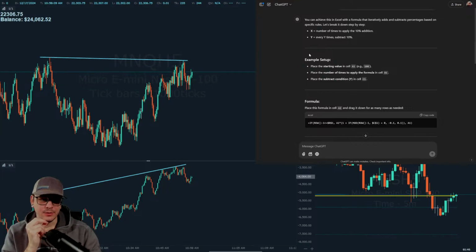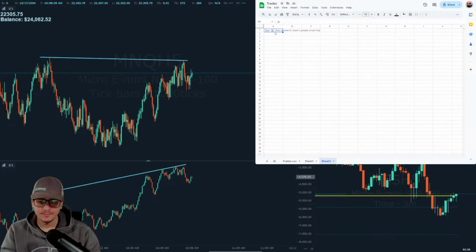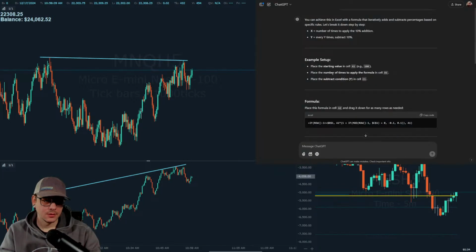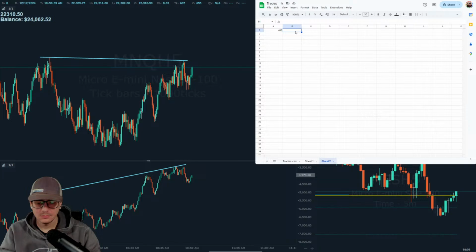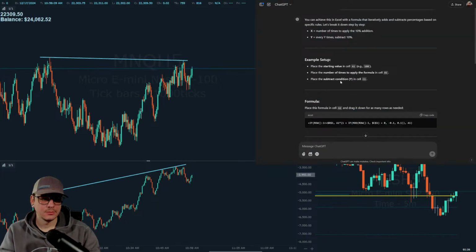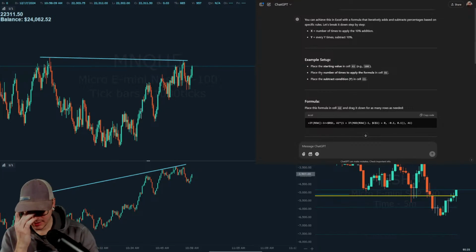Place a starting value and set a number of times, apply the formula and set B1. Subtract condition. What? That's not what I want.